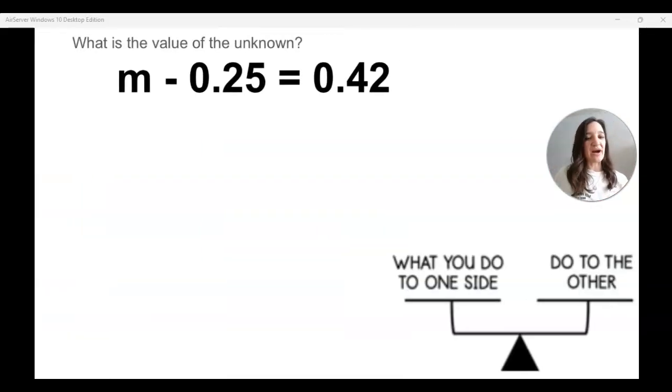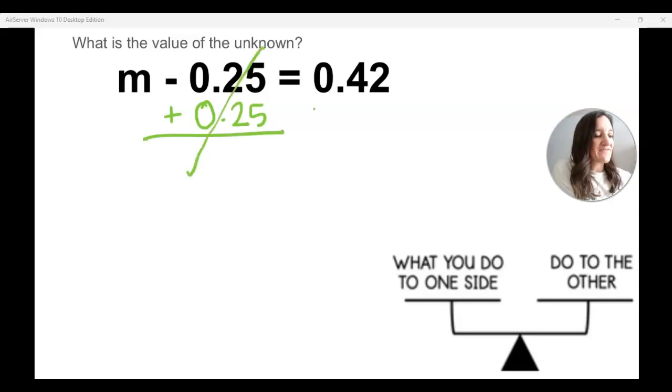And with this decimal problem, we have m minus 25/100 equals 42/100. So for this, in order to isolate the m, we need to get rid of a minus 25/100 or a negative 25/100. Either way you look at it, it's the same thing. Minus 25, negative 25. How do we get rid of a negative 25? Well, we do a positive 25/100. And those two will cancel out, leaving me with just m.